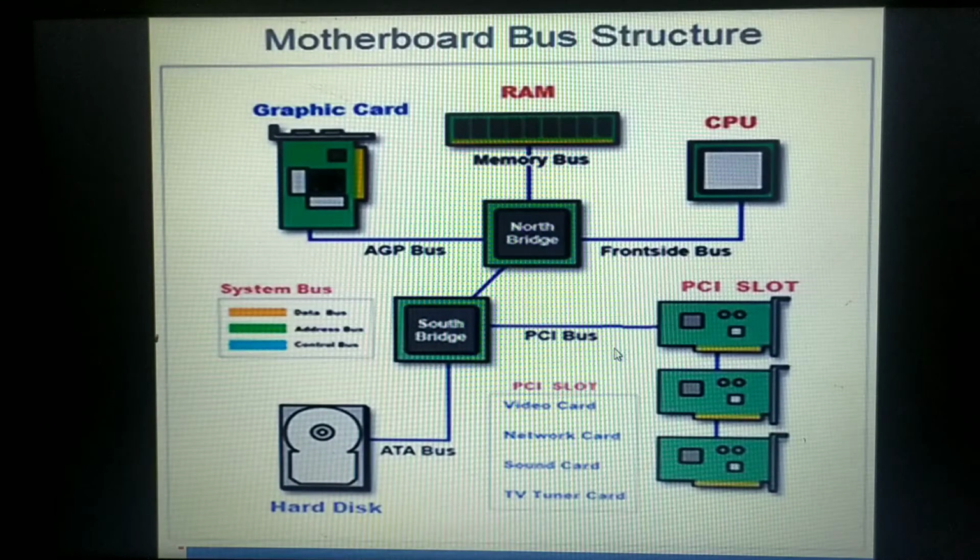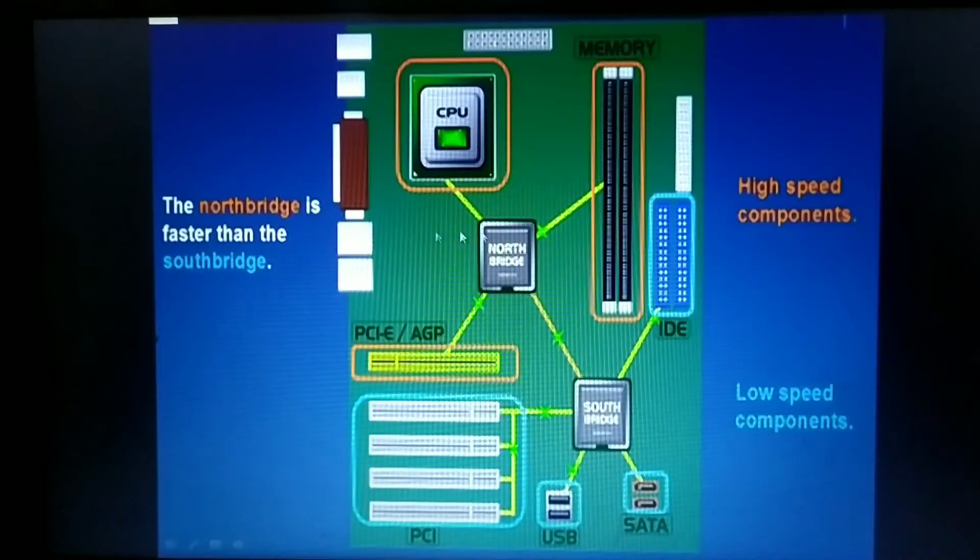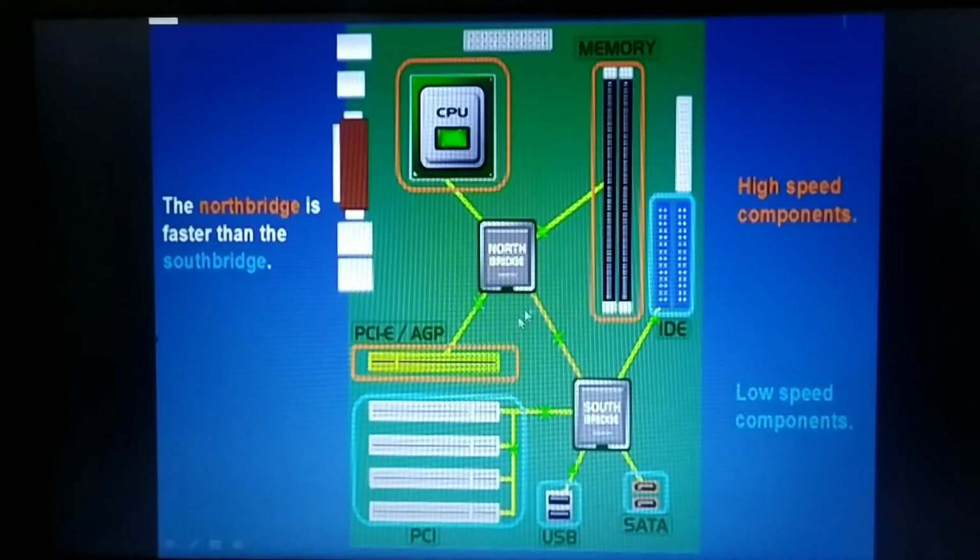One more slide I'll be showing, so you can understand it clearly. Here the north bridge is connected with the CPU, memory slots, and PCI or AGP slots. And then the south bridge is connected to the PCI, USB, SATA, IDE. The north bridge is usually placed in the upper portion of the motherboard and is connected with the higher components, whereas the south bridge is connected with the lower components.